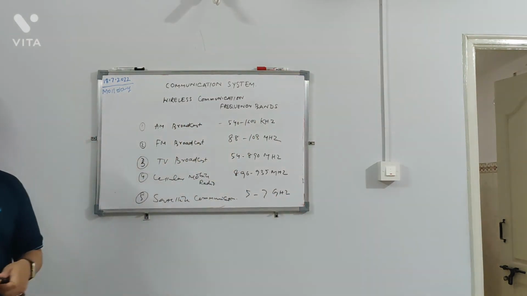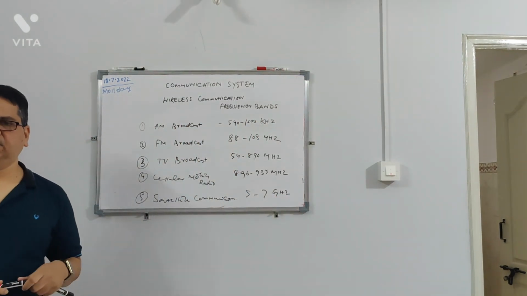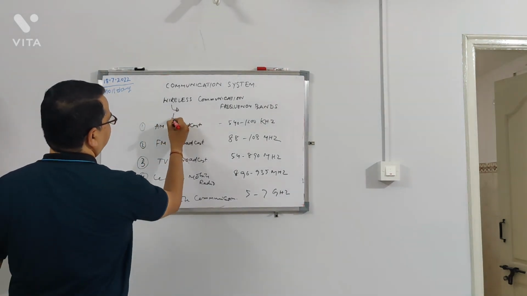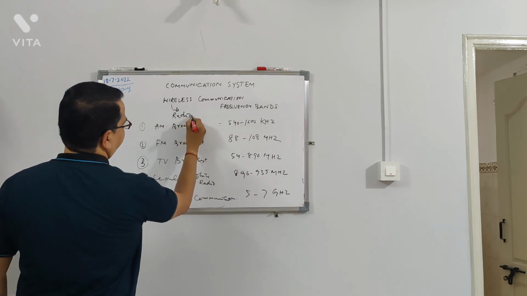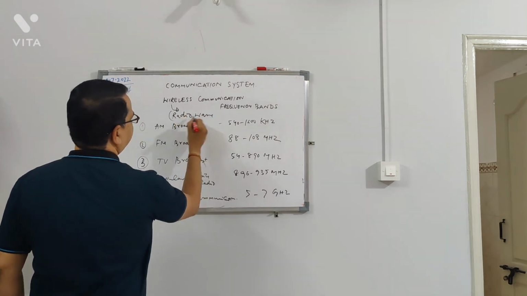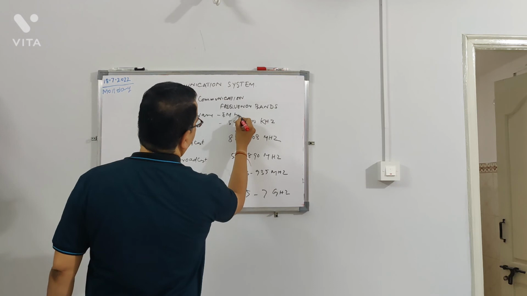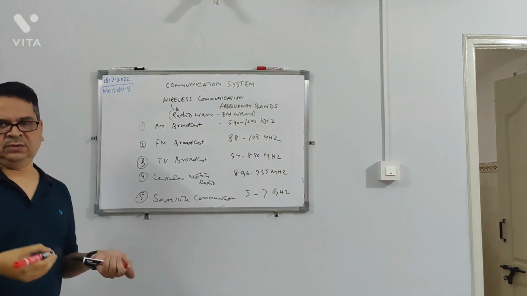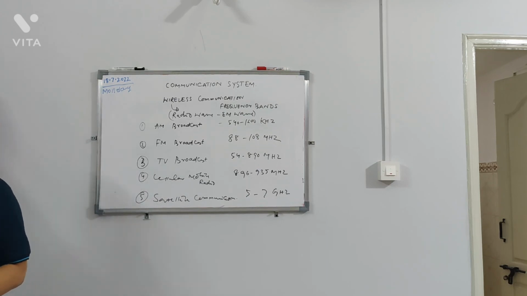So these are just some standard numbers for the different services. These are all wireless, the radio wave or electromagnetic wave, which does not need any medium. It can travel through space. So take a picture.